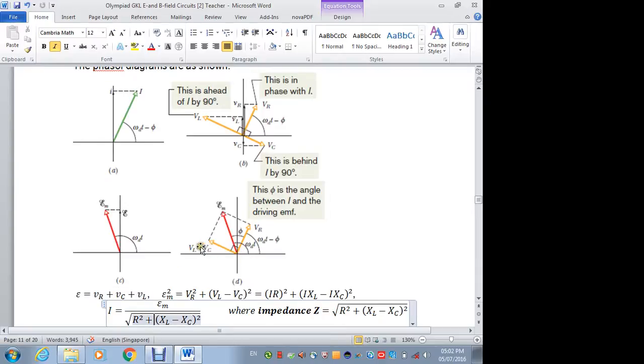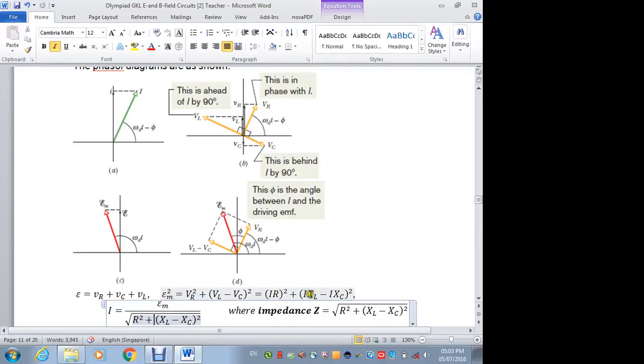VL minus VC, this one is in full caps. This is the maximum value. They won't add up algebraically. So Em will not be equal to VR plus VL plus VC. Instead, this is the relationship, according to this phasor diagram. Then we can substitute with the resistance and the reactive capacitance and reactive inductance.